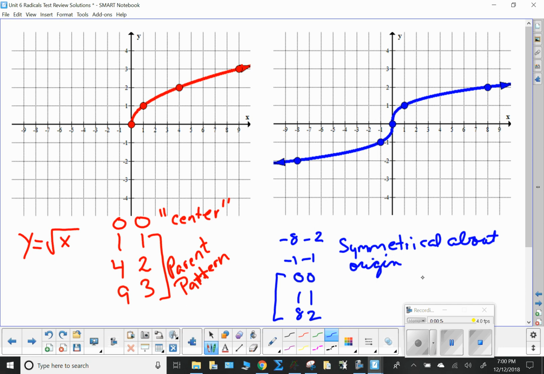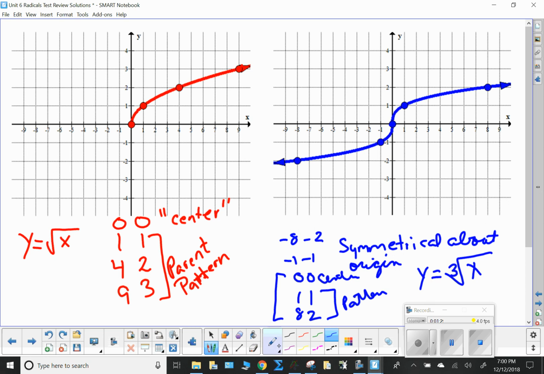Over here we have y is equal to the cube root of x. We have our center point. Then we have our pattern. Our pattern is right 1, up 1, right 8, up 2. The cube root of 1 is 1. The cube root of 8 is 2. This is symmetrical about a point, about the origin. So that means whatever I do on the right, I do the opposite on the left. I go negative 1, down 1, left 8, down 2.